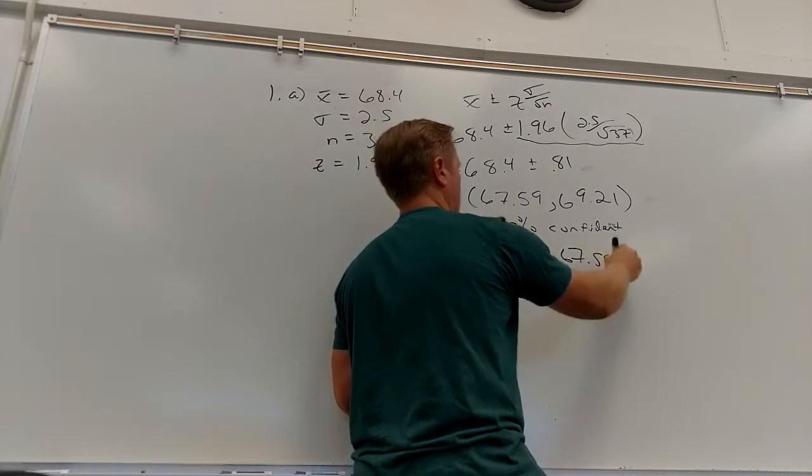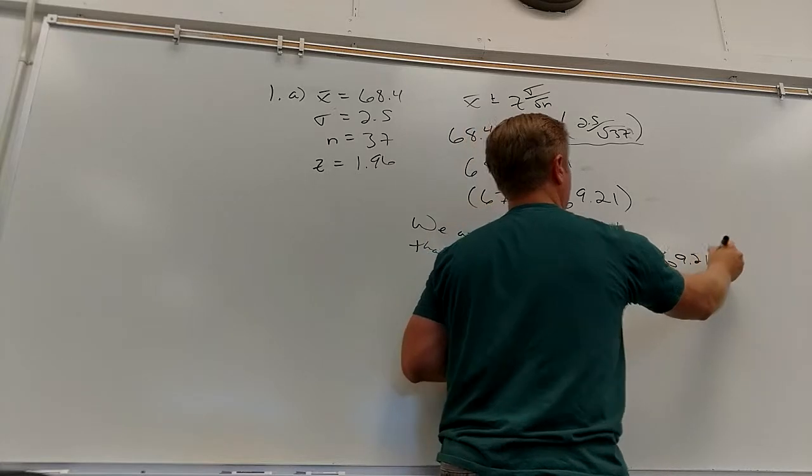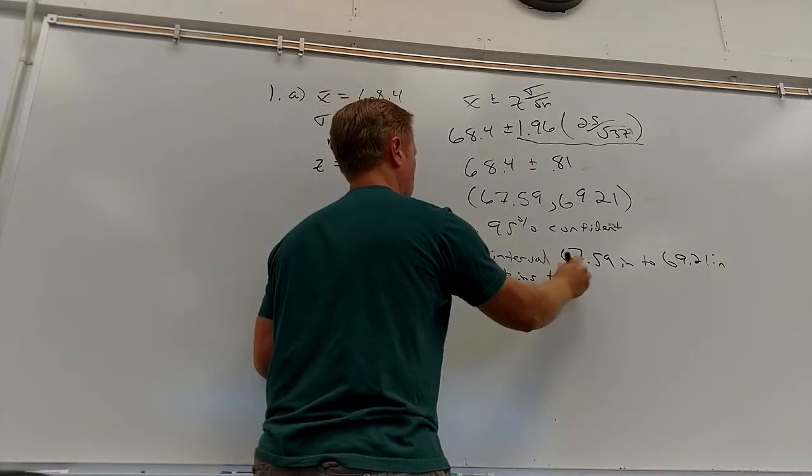So we are 95% confident that the interval 67.59 inches to 69.21 inches contains the true mean height of mid.